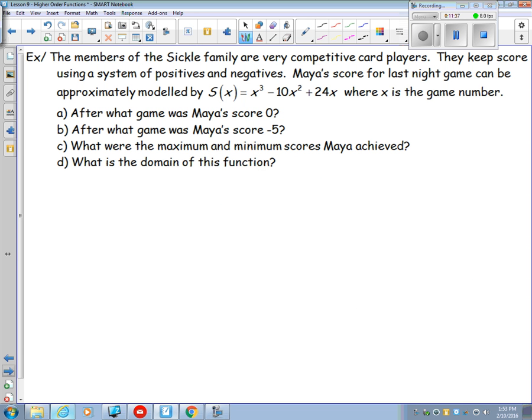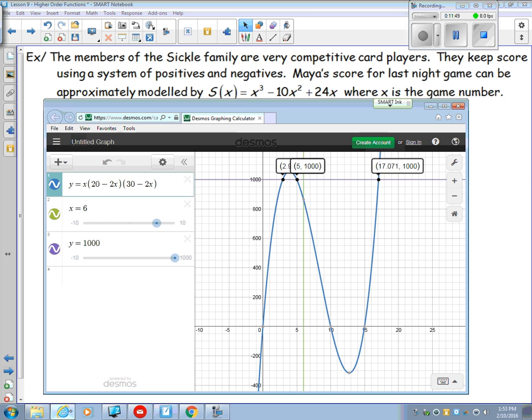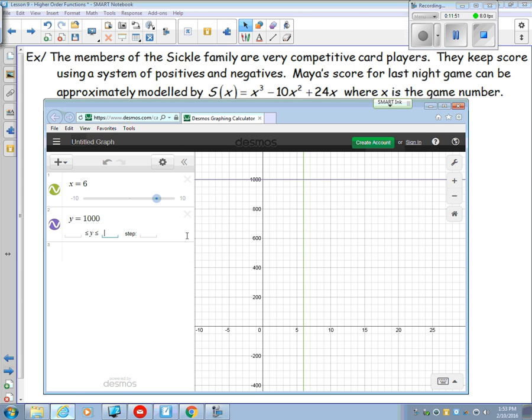Example number 3. The members of the Sickle family are competitive card players. They keep score using a system of positives and negatives. Maya's score can be modeled by this lovely equation. Well, let's get our graphing calculator. Okay, let's clear these ones out. Get rid of that one, that one. Hey, what are we going to put in here?